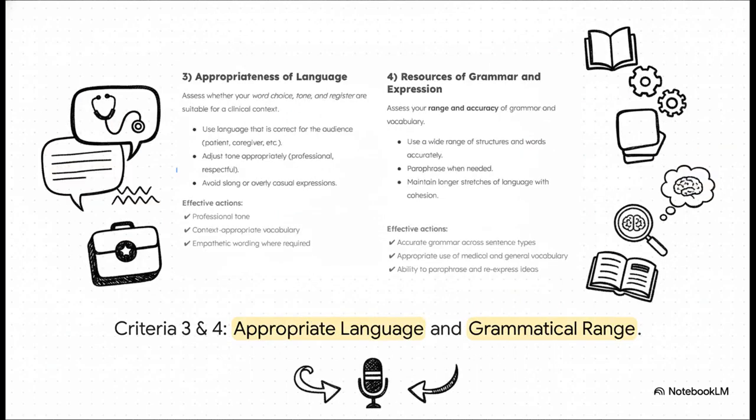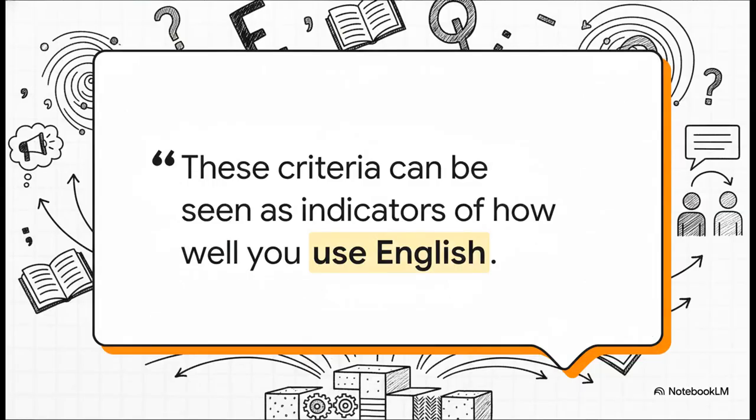Moving on, we have appropriateness of language. This sounds a bit formal, but it just means using the right tone and words for a clinical setting. And next to that, you've got your resources of grammar and expression, which looks at the range and, of course, the accuracy of your grammar and vocabulary. So, to wrap up this first part, just think of the linguistic criteria as the engine of your communication. It's all about the mechanics, the quality of your English. It's the foundation that everything else is built on.